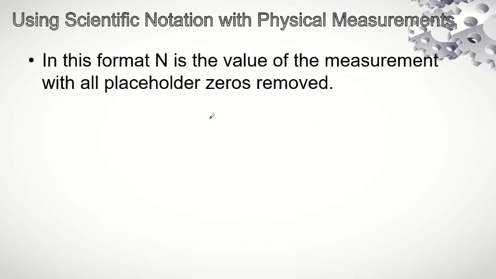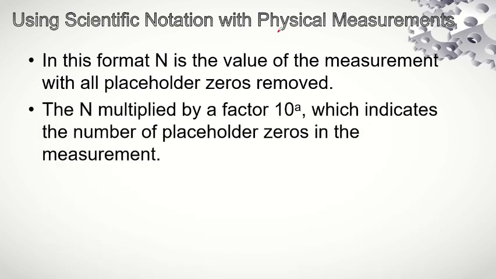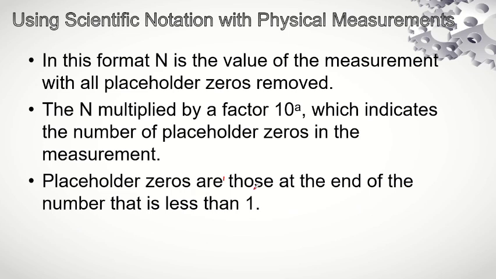Ngayon, gagamit tayo ng scientific notation. In this format, n is the value of the measurement with all placeholder zeros removed. The n is multiplied by a factor of 10 raised to a power, which indicates the number of placeholder zeros in the measurement. Placeholder zeros are those at the end of a number, or at the start of a number that is less than 1.